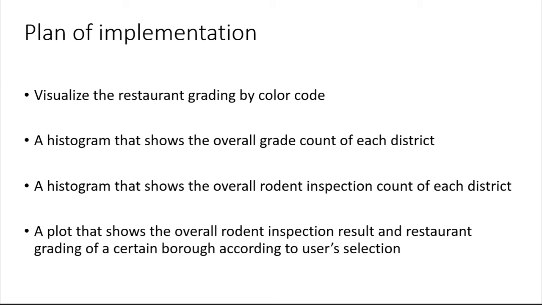So to implement this visualization of data, we first want to visualize the restaurant grading by color code so the user could easily perceive the data. And second, we want to use the histogram to show how much better or how much more severe the district situation is compared to the other districts. And third, we want to allow users to interact with the data instead of just seeing whatever things we want them to see.